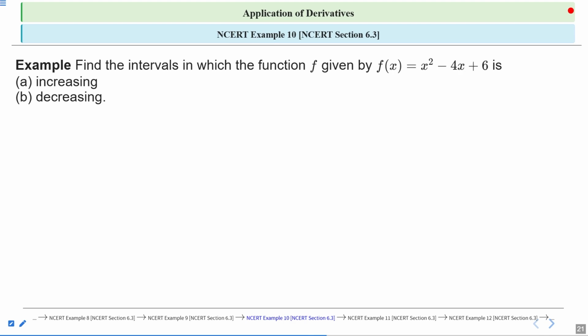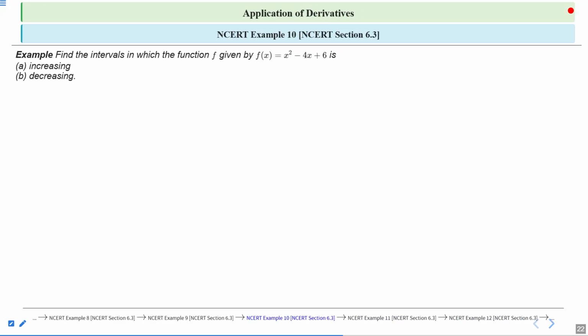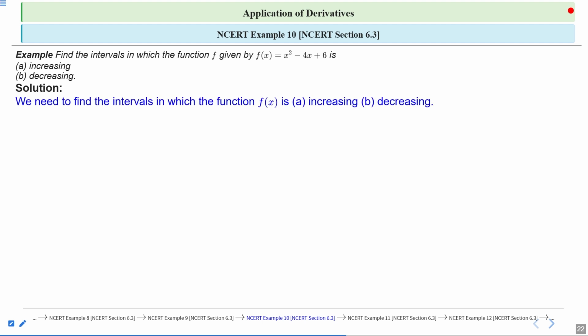Okay, let us see NCERT example 10, NCERT section 6.3. The example says, find the intervals in which the function f given by f(x) equal to x square minus 4x plus 6 is part A increasing, part B decreasing, right? Clear? So how can we prove? Again, we will prove by the similar differentiation method. So let's see the solution. We need to find the intervals in which the function f(x) is part A increasing, part B decreasing.